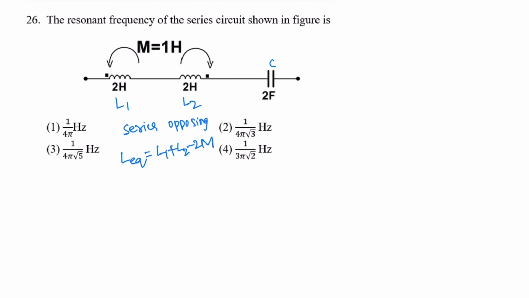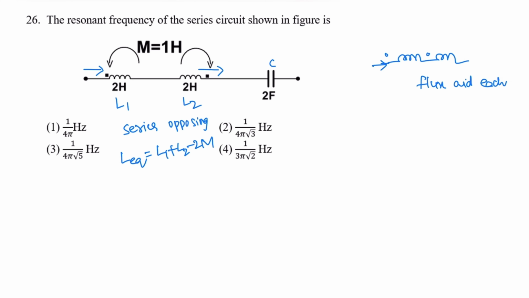If current enters both coils from the dotted end, the fluxes aid each other. So here the current entering is towards the dot, and for this coil the current is leaving. So if current enters both the coils from the dotted end, like this, this is coil 1 and this is coil 2. If the dot is placed here and the dot is placed here, in this case current is entering both the coils from the dotted end. In this case, fluxes aid each other. Flux is aiding means it is a series aiding connection.